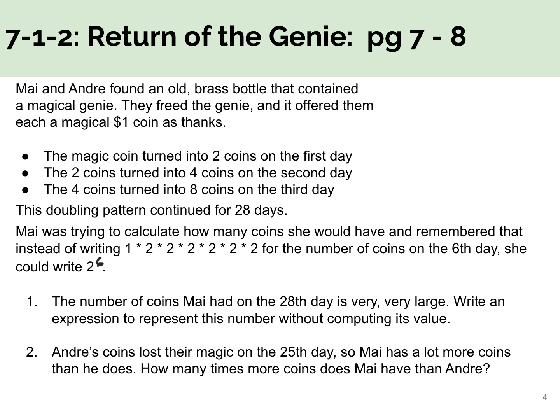All right, so the answer that you should have had is 2 to the 28th power. So up here, it says Maya did it for a number of 6 days. She had 2 to the 6th. So because it's the 28th day, it will be 2 to the 28th.